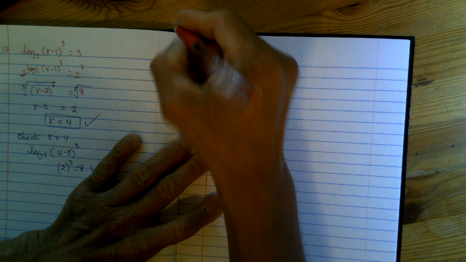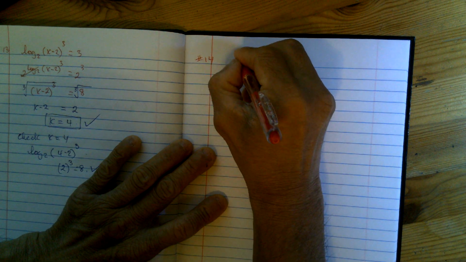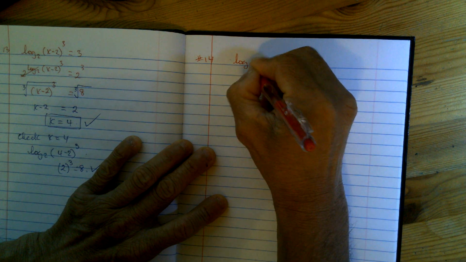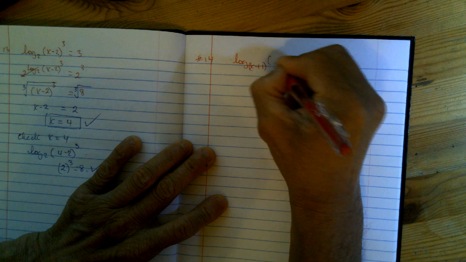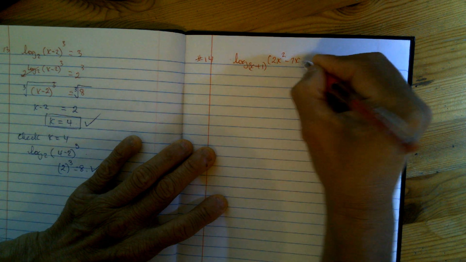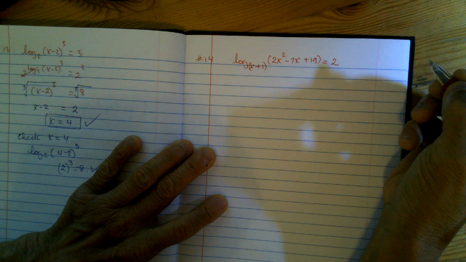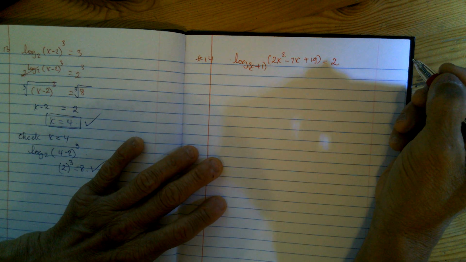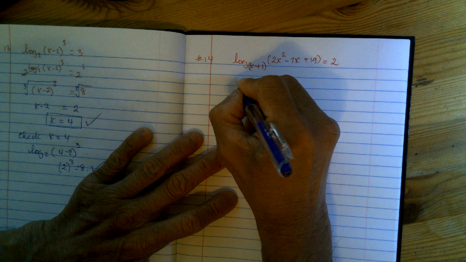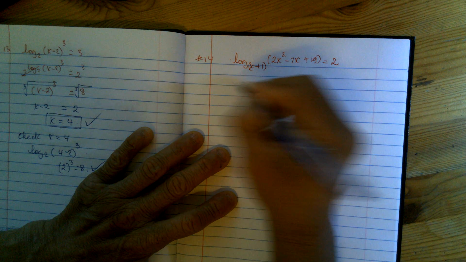Alright, next, number 14. Log base x plus 1 of 2x squared minus 7x plus 19 equals 2. Now we need to write this in exponential form, and that would give us... what the inverse of log is exponential.